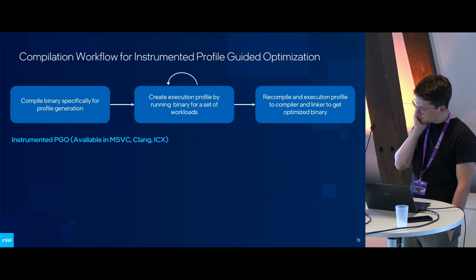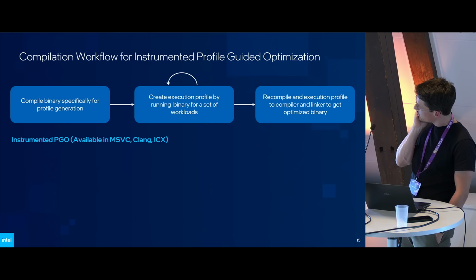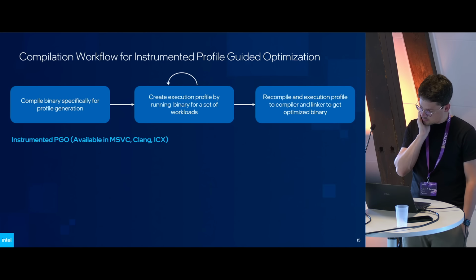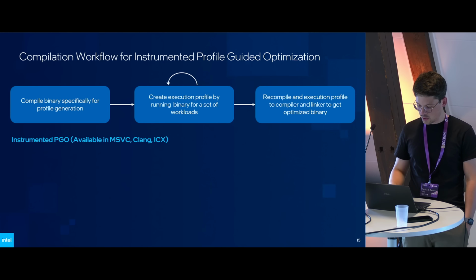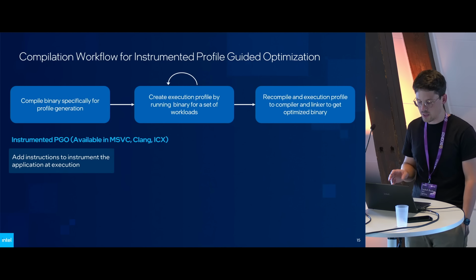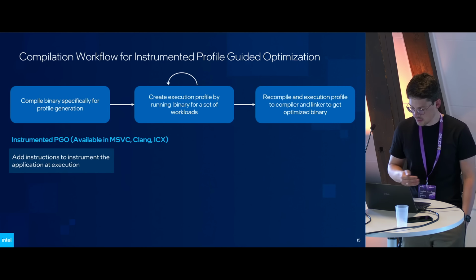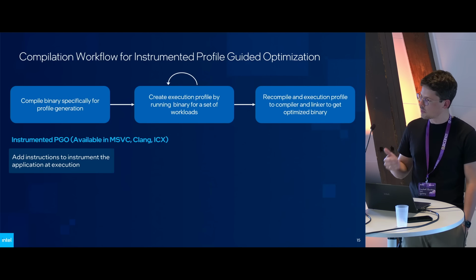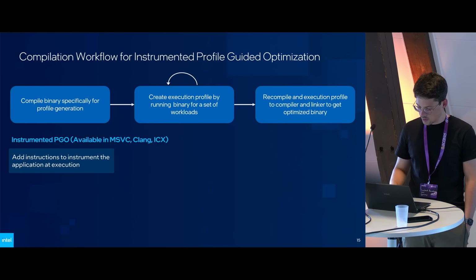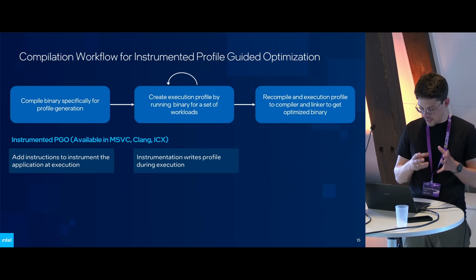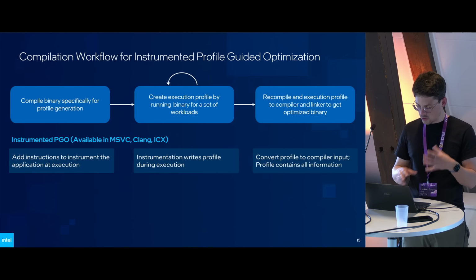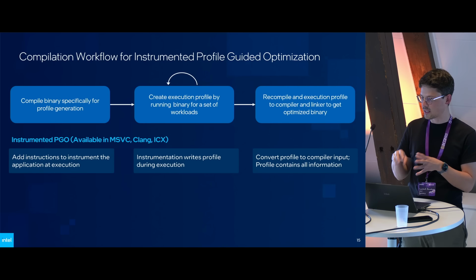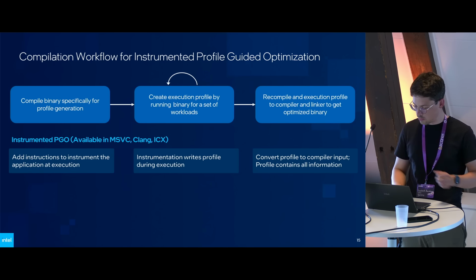So what has been out for a very, very long time is instrumented PGO. This is available in Clang, ICX, and MSVC. So here, for the first build, we add special instructions to the binary to instrument the application. Then we execute this instrumented build. The instructions we added write the profile. And we have to convert this raw data profile in a post-processing step into compiler input.